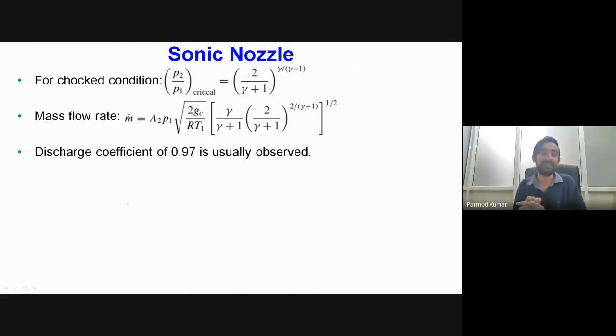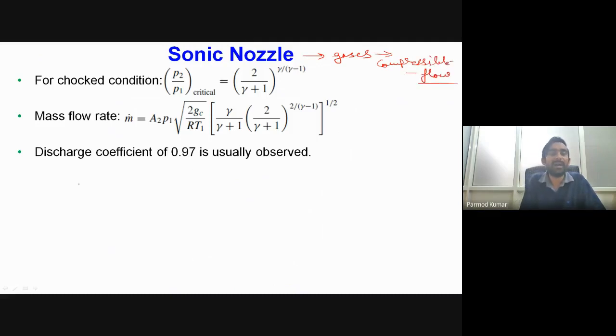Then comes another type of flow measurement device, which is mainly applicable for measuring the flow rate of gases, particularly in the range of compressible flow. So what happens while we are having the nozzle?